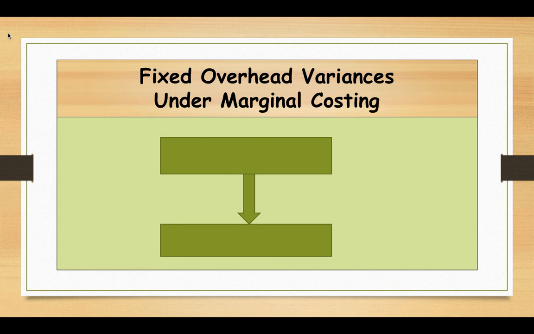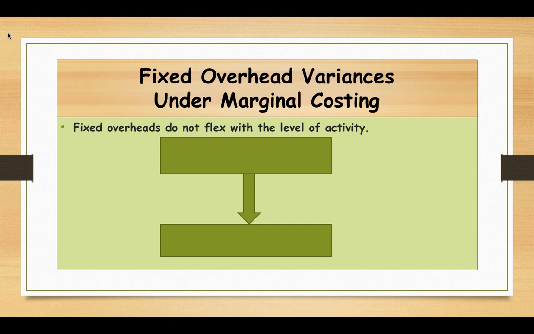Here we are going to see the fixed overhead variances under marginal costing. We know whichever costing we use, fixed overheads do not flex with the level of activity. So now we'll see. Under marginal costing, we treat the fixed cost as a period cost. So the full fixed cost will be written off to the profit and loss account.